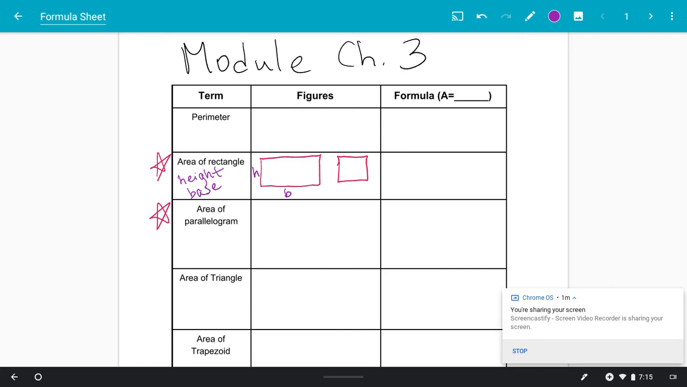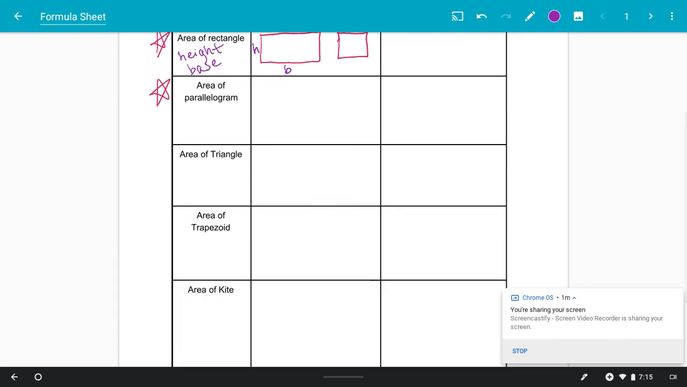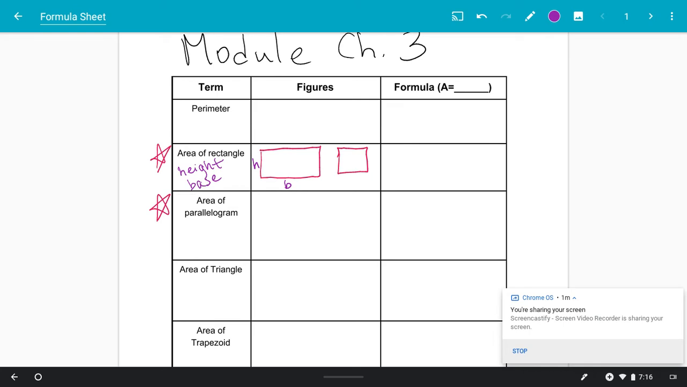If you don't write on your PDF, you can copy this whole thing down on paper. It'll just be on one sheet of paper, so just keep a running list of these equations. So in this figure, height and base also. So the formula for area is always going to go in this column here. So to start with, the formula for the area of a rectangle is base times height. Base times height.